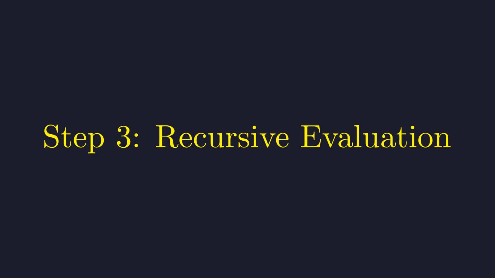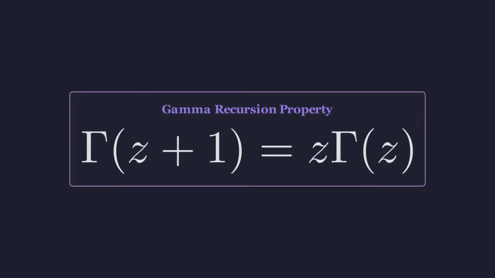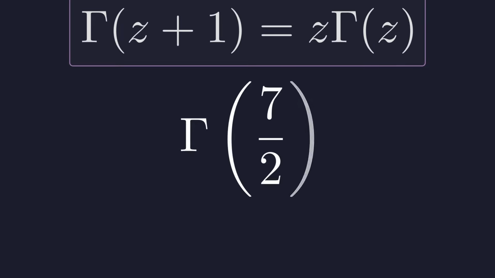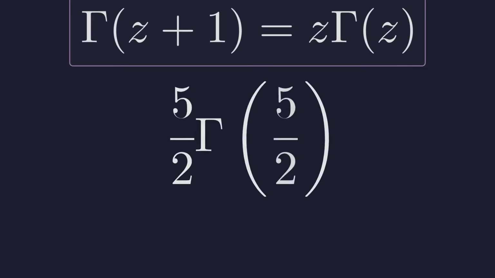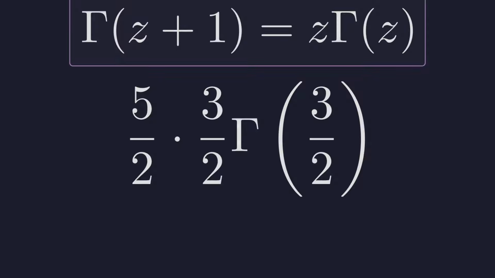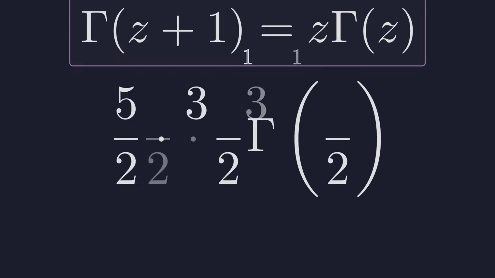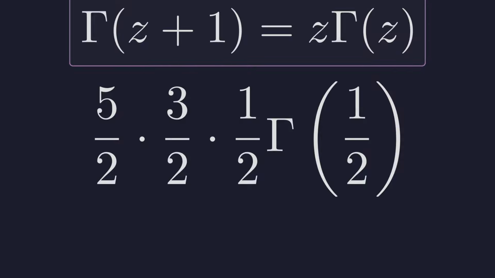We must now calculate the specific value of gamma of 7/2. We use the recursive property: gamma of z plus 1 equals z times gamma of z. This reduces the argument by 1 at each step, like climbing down a ladder. We start with gamma of 7/2. Applying the rule once, we get 5/2 times gamma of 5/2. Applying it again to the remaining gamma term gives us 3/2 times gamma of 3/2. One last application brings us to 1/2 times gamma of 1/2.